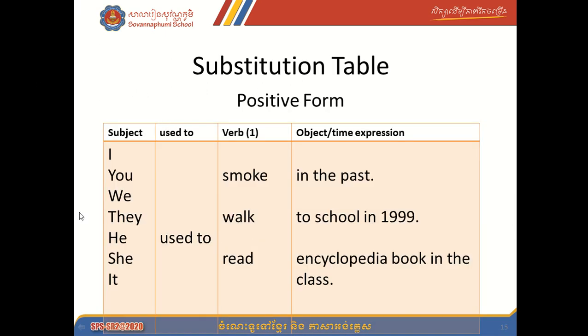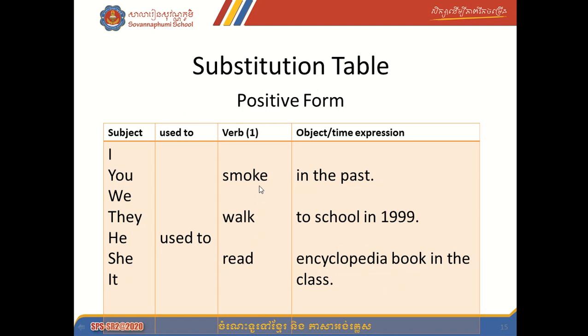Now move to substitution table altogether. This time we need to drill all together, or I can say you need to repeat after me. I, you, we, they, he, she, it used to smoke in the past. I, you, we, they, he, she, it used to walk to school in 1999. I, you, we, they, he, she, it used to read encyclopedia books in the class.